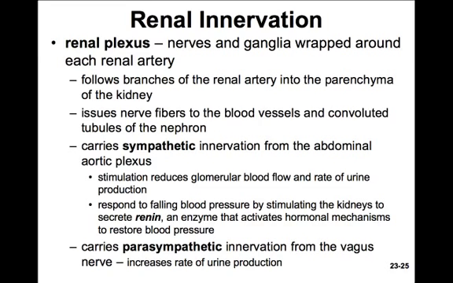The parasympathetic innervation arises from the vagus nerve and acts to increase the rate of urine production. Remember, parasympathetic, rest and digest. There's plenty of time for urine formation.